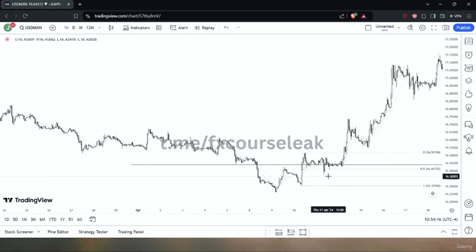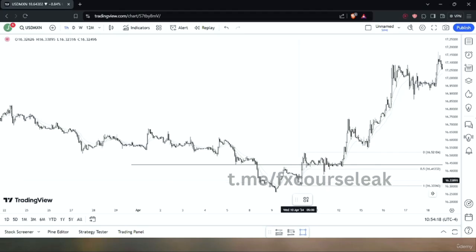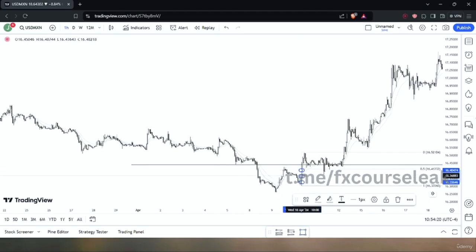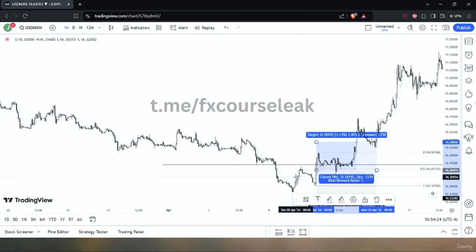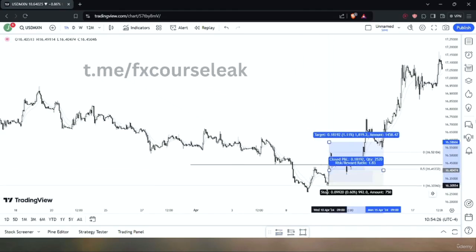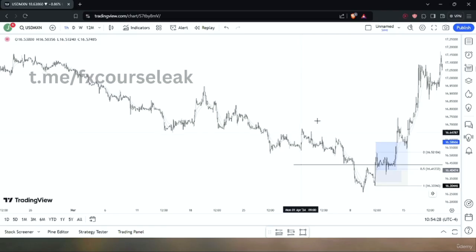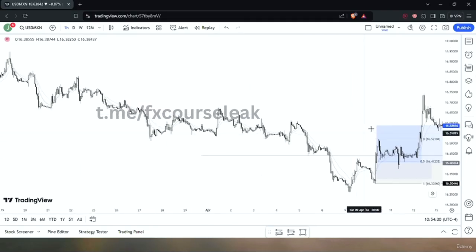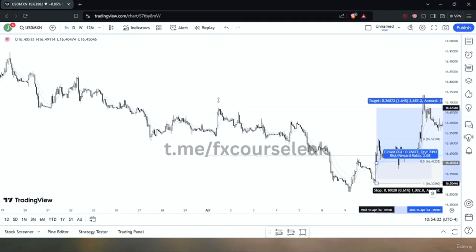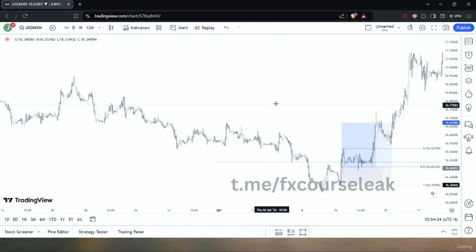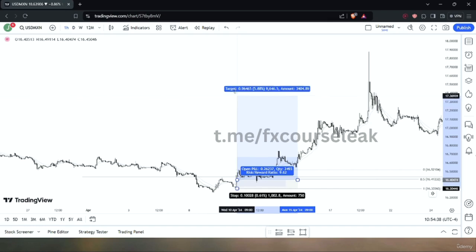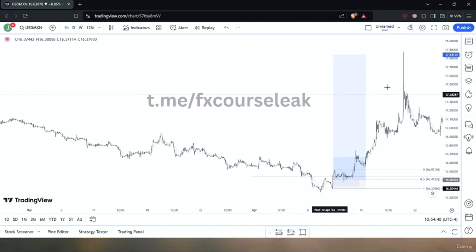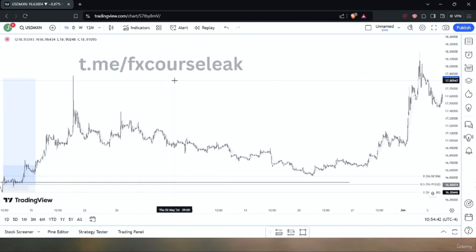Once we retrace to a discount, what's in the discount? This fair value gap. We will be looking, for example, for longs right here. Our target, you can use targets, for example, as highs, or you can use no target and let price go until it needs to go, until where it needs to stop.